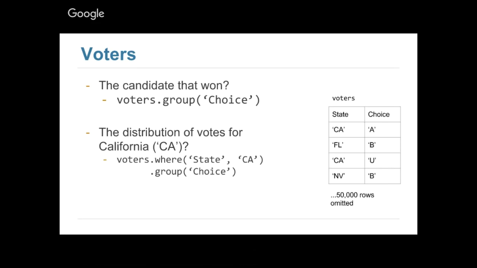Should there be a r dot equal to here, or is it okay to just put CA? So r dot equal to and just putting the string you're looking for are equivalent. If you just put CA here, it's shorthand for r dot equal to CA. Otherwise, you have to do r dot less than or whatever you want to do.